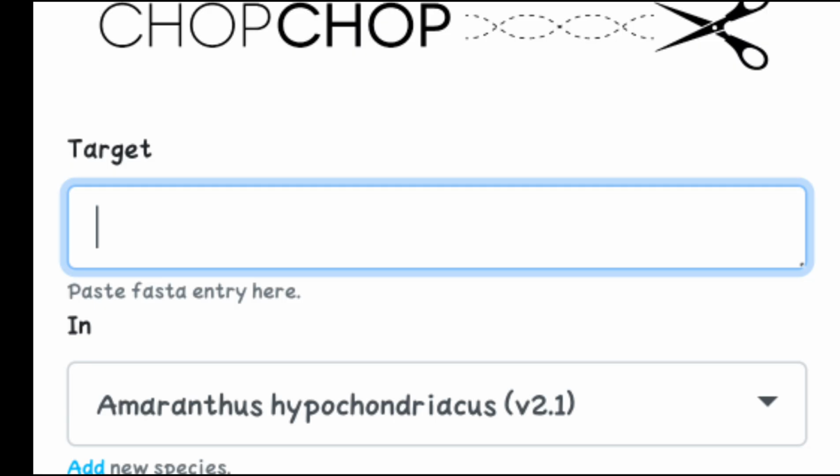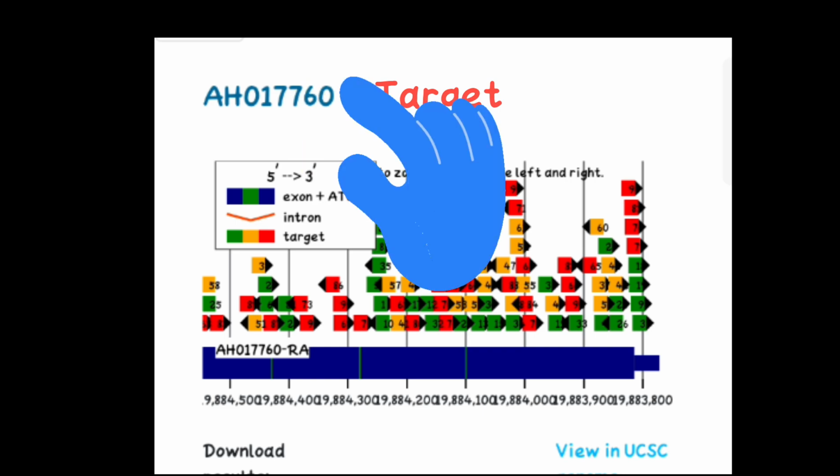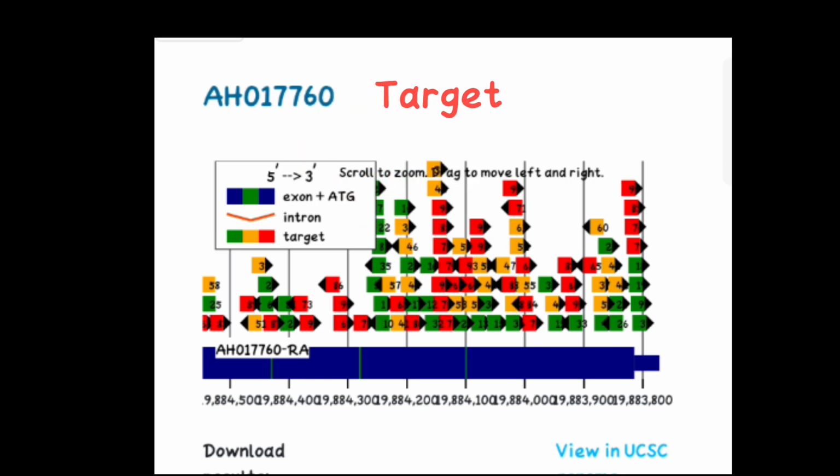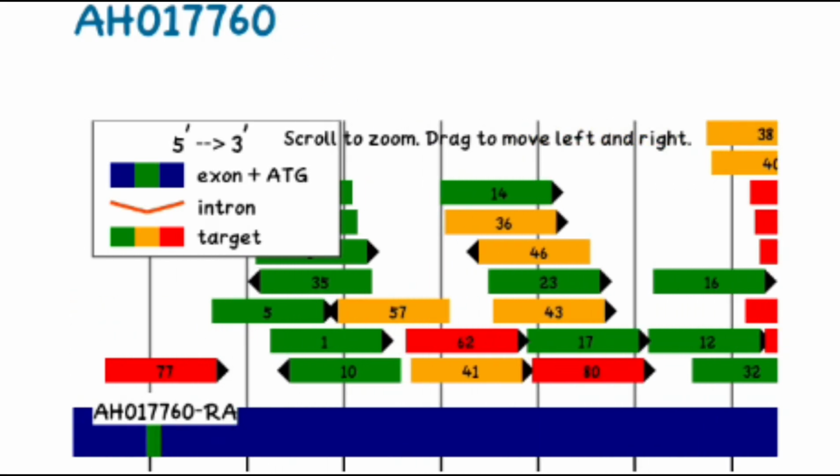Click on it. So after the loading, we get the sequence in such a way that there are exons and introns and targets. We can also zoom in.